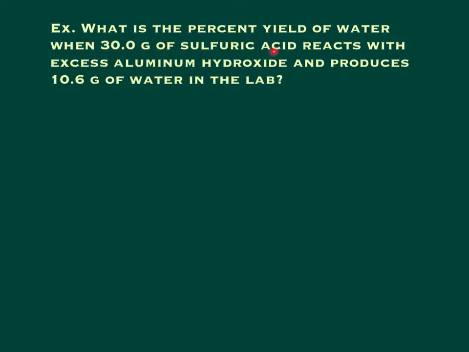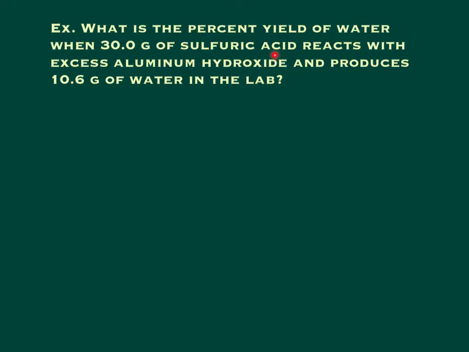It says 30 grams of sulfuric acid reacts with excess aluminum hydroxide. Now we know what that excess means. That excess means that it is not the limiting reactant, it is the excess reactant, or the reactant in excess. So this one right here, the 30 grams of sulfuric acid, is the one that determines how much product you're going to make. So this is your limiting reactant. That's what we're going to want to start our action line with.